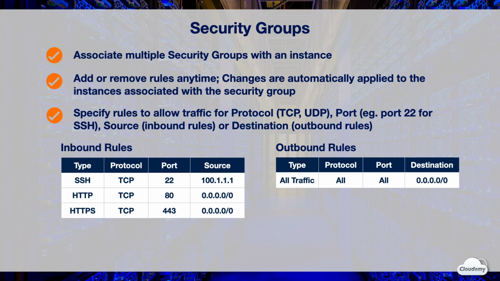For instance, you have inbound rules that allow SSH connection on port 22 from a specific source IP address, and all HTTP and HTTPS traffic from the internet. All zero IP range means all IP addresses over the internet. The outbound rules allow all traffic from your instance to all destinations.